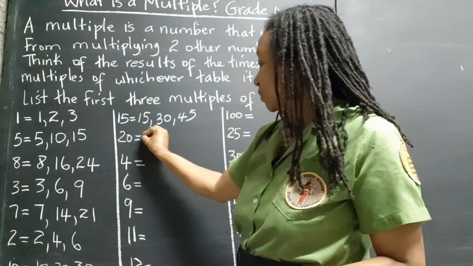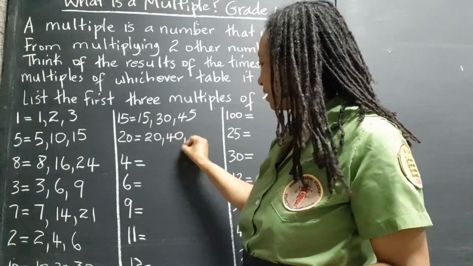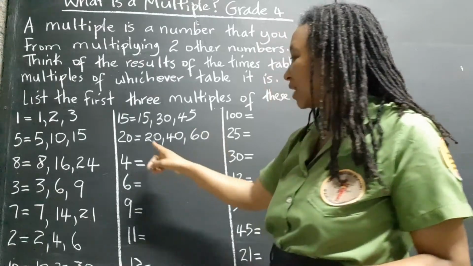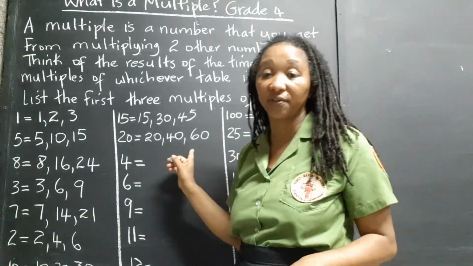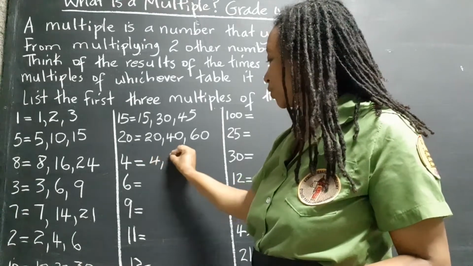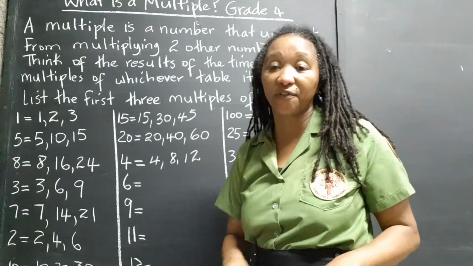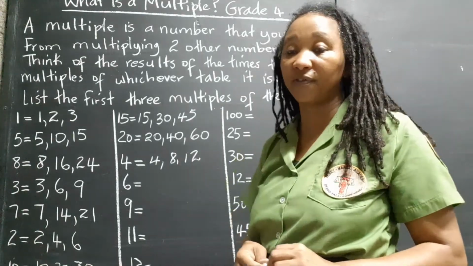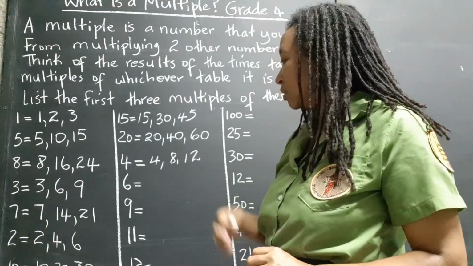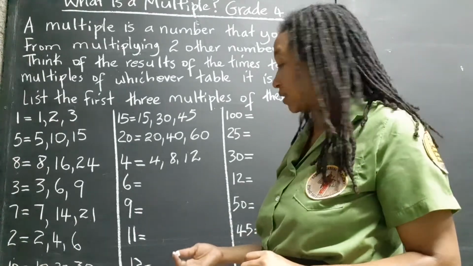So 20 times 1 is 20, 20 times 2 is 40, 20 times 3 is 60. These are the first three multiples of 20. 4 ones are 4, 4 twos are 8, 4 threes are 12. Those are the first three multiples of 4. You get the hang of it. You're getting the knack for this, right?